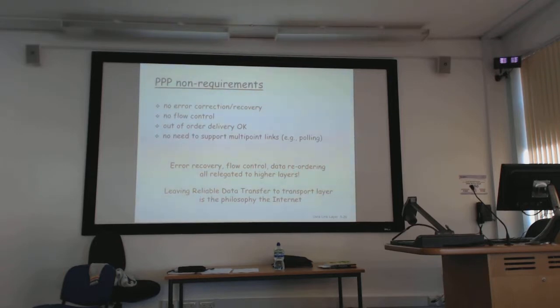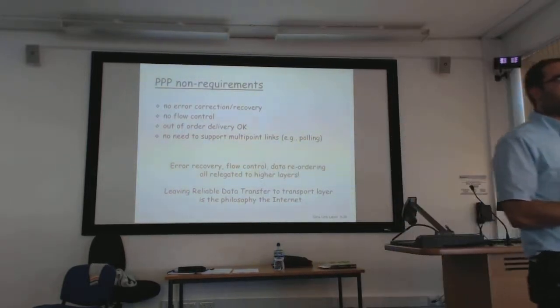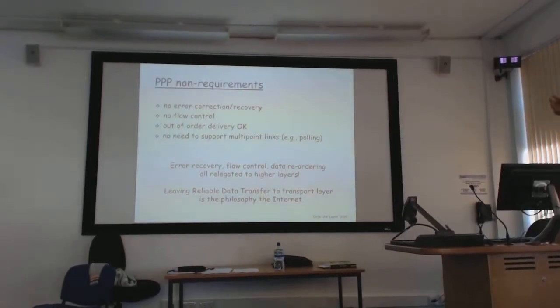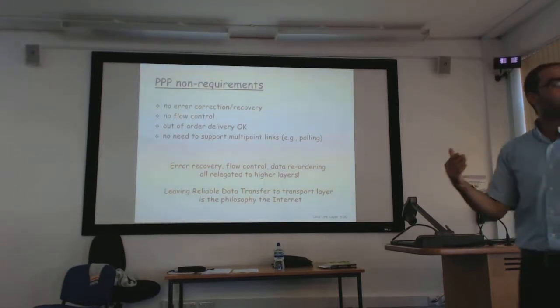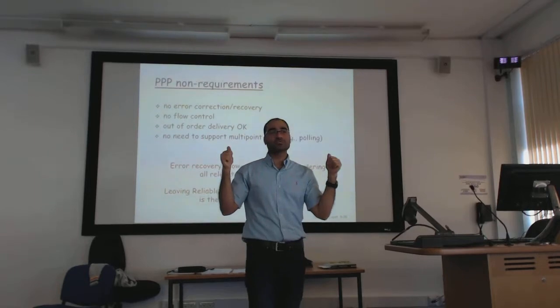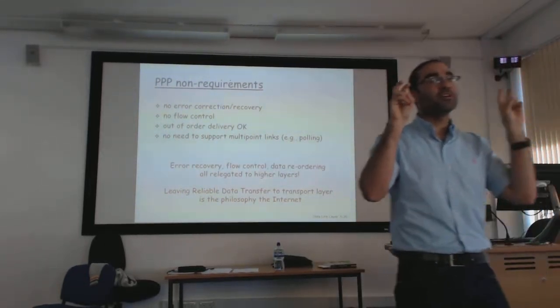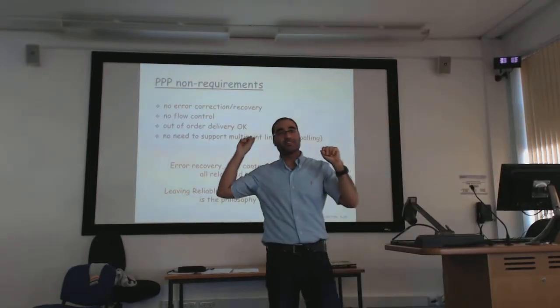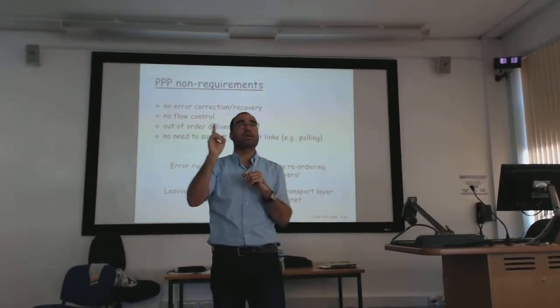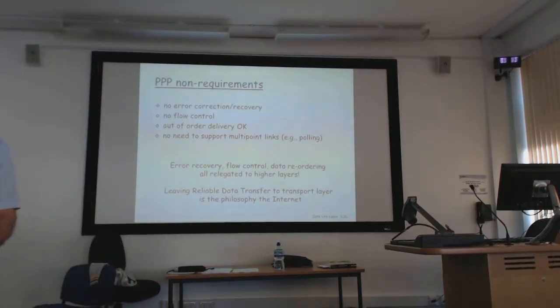No need to support multi-point links and polling. What does that mean? It's not a reliable service. Point-to-point protocol is not a reliable service because these are requirements that must be delivered within reliable services. How can I deliver those? Can anyone remember? What's the essential information needed to deliver? Sequence number, thank you. That's the main thing, and that will be the main important role within the sliding window protocols, providing those sequence numbers.